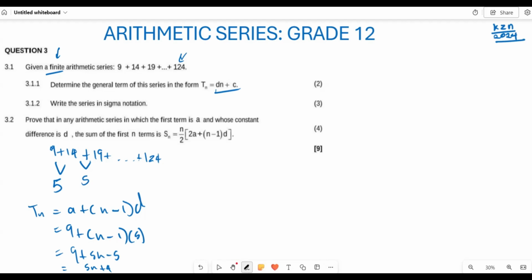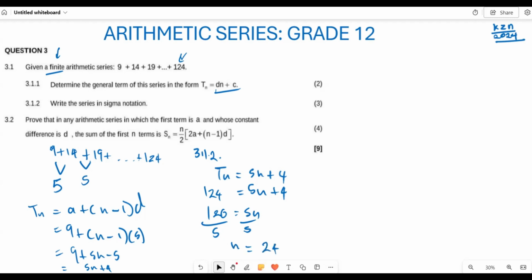So for us to do our 3.1.2, we are going to start by firstly finding out how many terms we are going to have here, right? So we are going to take the last term, which is 124. Remember here it is Tn is equal to 5n plus 4, right? So now we are going to write our 124 is equal to 5n plus 4. Are we together? Then we are going to transpose here, so this is going to be the same as 120 is equal to 5n. We divide by 5 here, which means your n is going to be the same as 24.